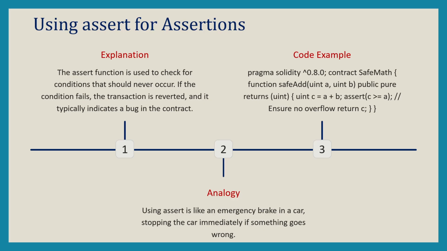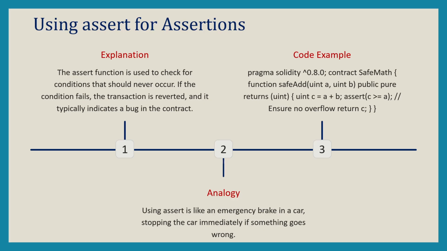So, explanation. The assert function is used to check for conditions that should never occur. If the condition fails, the transaction is reverted, and it typically indicates a bug in the contract. Now, the difference between require and assertions, right? So, require checks for conditions that need to be there, whereas assert checks for conditions that should not be there. In the plane example, using require, you check the requirement that enough fuel is there, right? You need enough fuel for the plane to operate successfully.